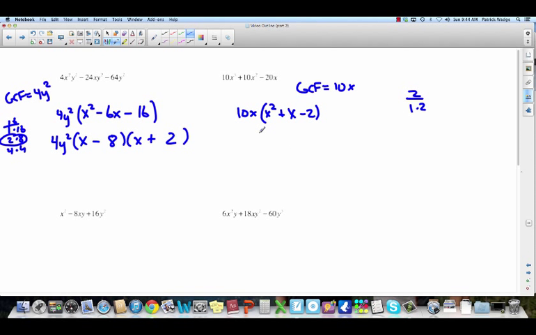Do they subtract to 1? Yes, they do. So bracket, bracket, bracket, bracket, x and x. Big number's 2, small number's 1. Bring down the sign. Positive times a what equals a negative? Positive times a negative. 10x comes along for the ride.